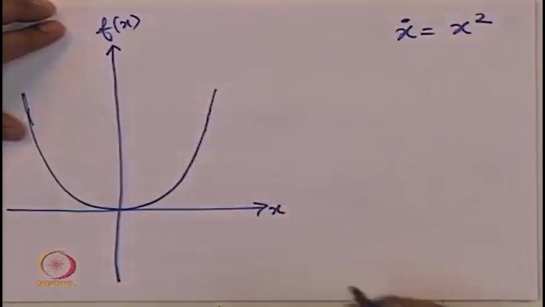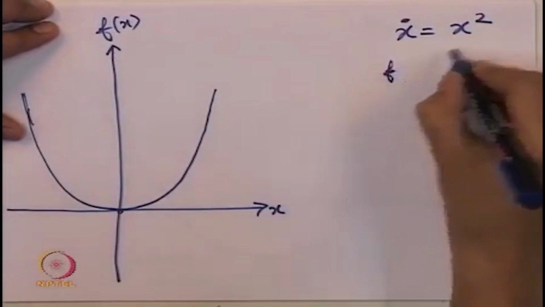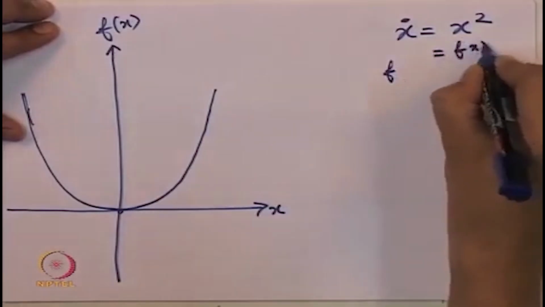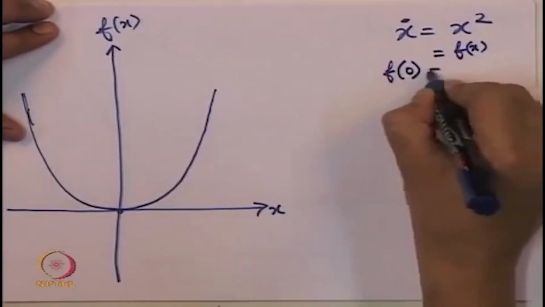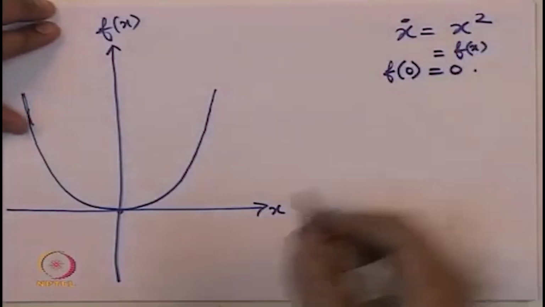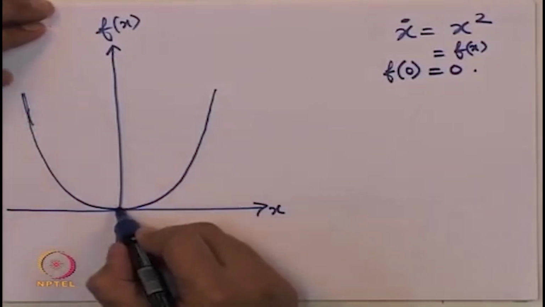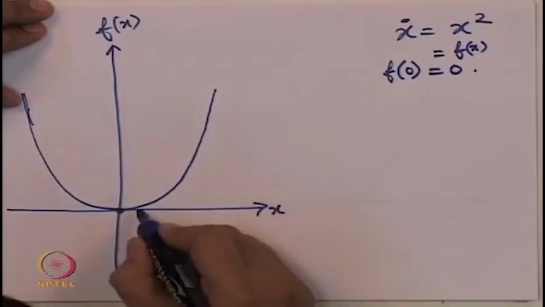Consider this graph. We see that f, so this is equal to f of x. We see that f at 0 is equal to 0. Why? Because 0 is a root of this. So, we see that the point 0 itself is an equilibrium point. If we start there, we are going to remain there.